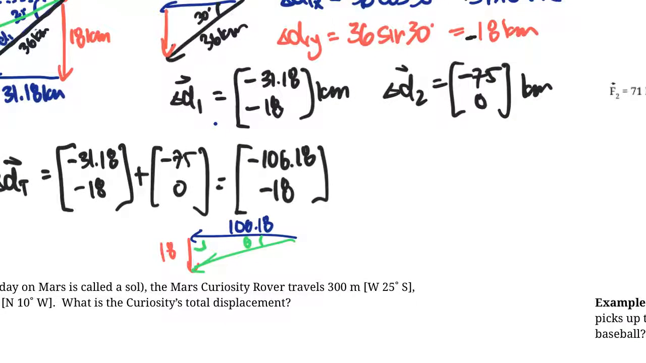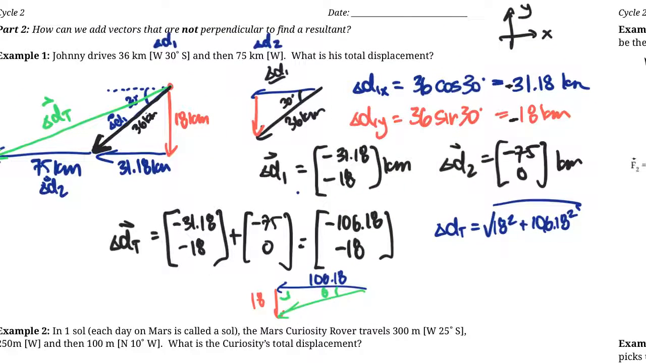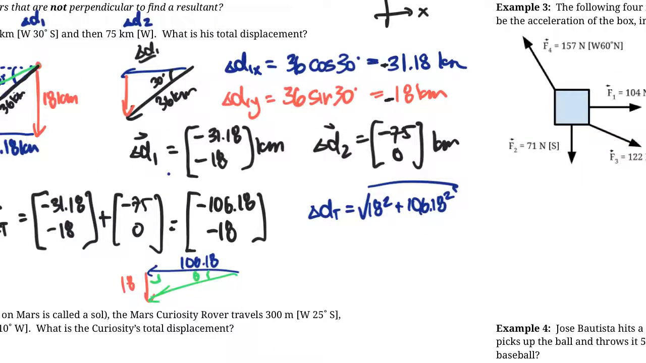We know that delta dt, the length of it, is equal to the square root of 18 squared plus 106.18 squared, and if we do that, the square root of 18 squared plus 106.18 squared is 107.69. And we'll round to how many significant digits? Well, we're basically adding two things here, so what we're more concerned about is not the number of significant digits, but the number of decimal places, right? So it's basically rounded to the nearest whole number. So let's round our answer to the nearest whole number. So about 108.